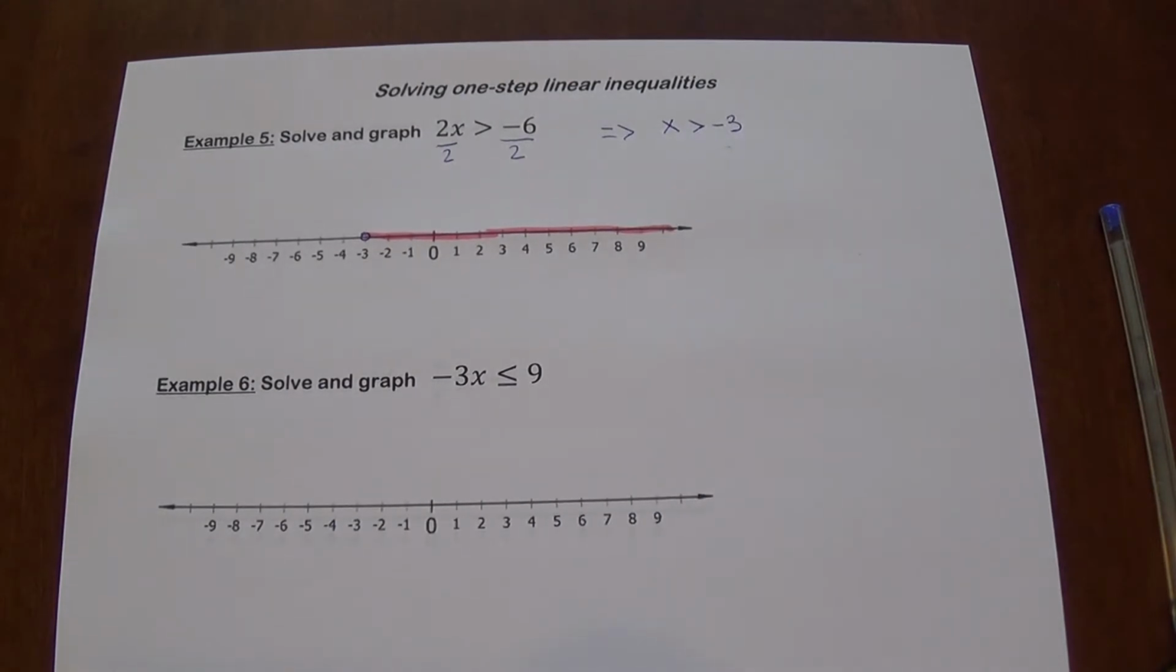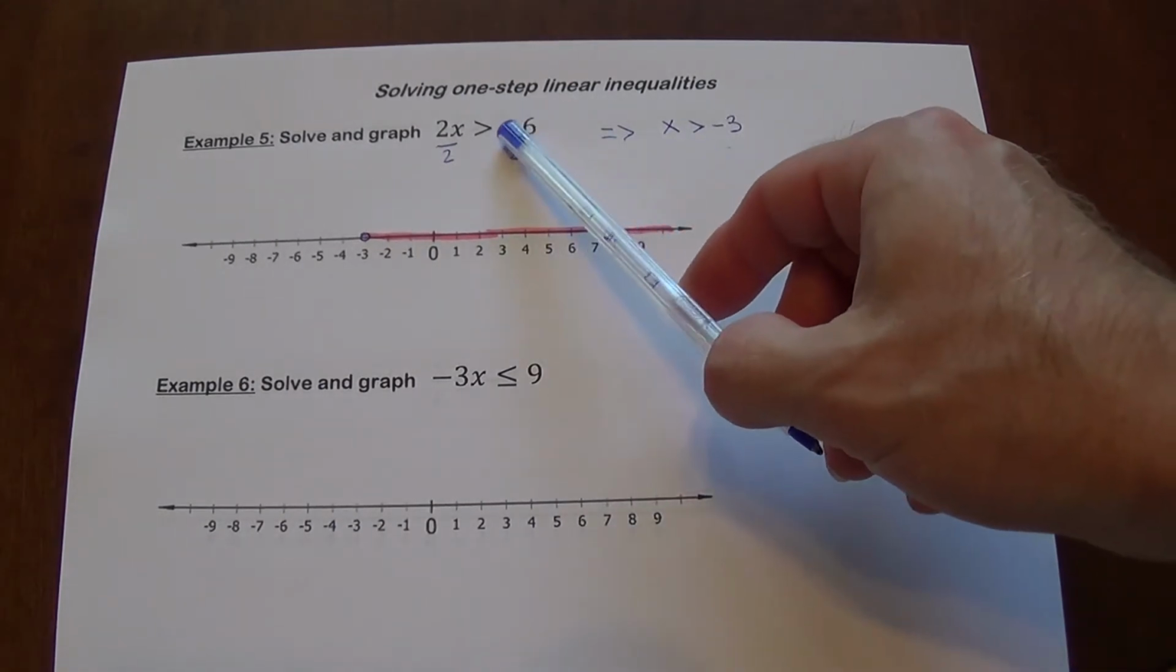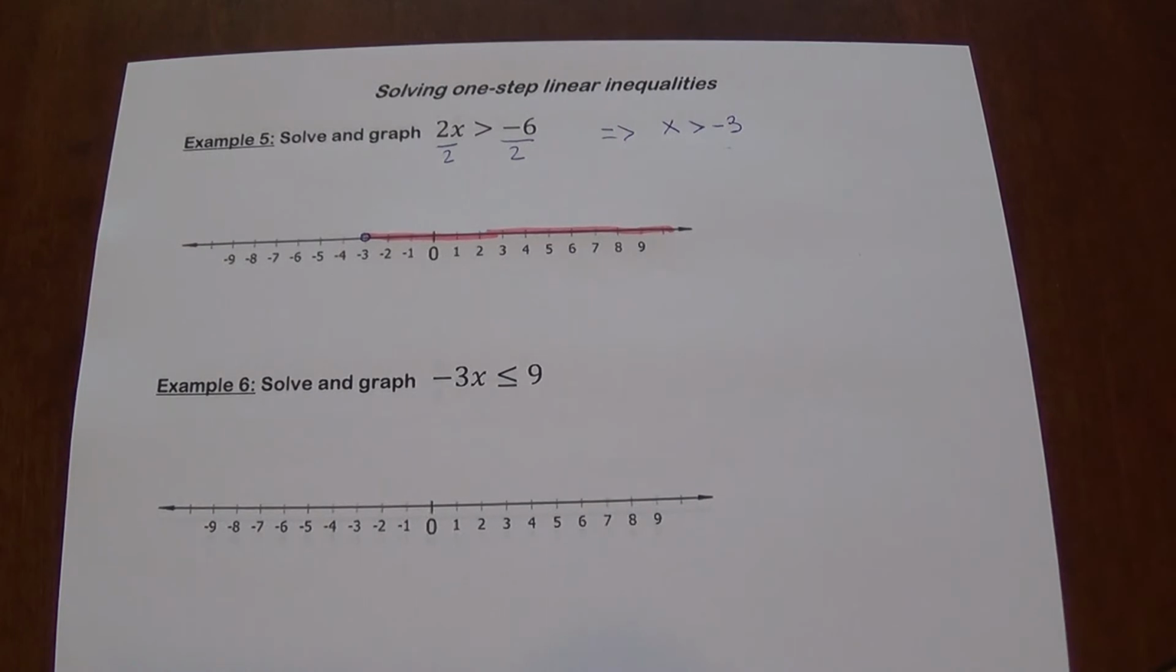By the way, one thing that I want to point out, yes, we have a negative number here, but we're not dividing by a negative number. We're dividing by a positive number. We're dividing by positive 2.